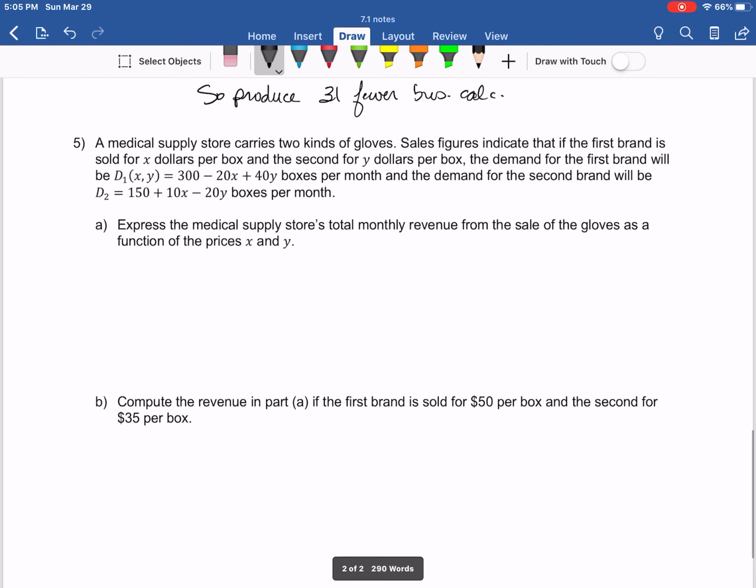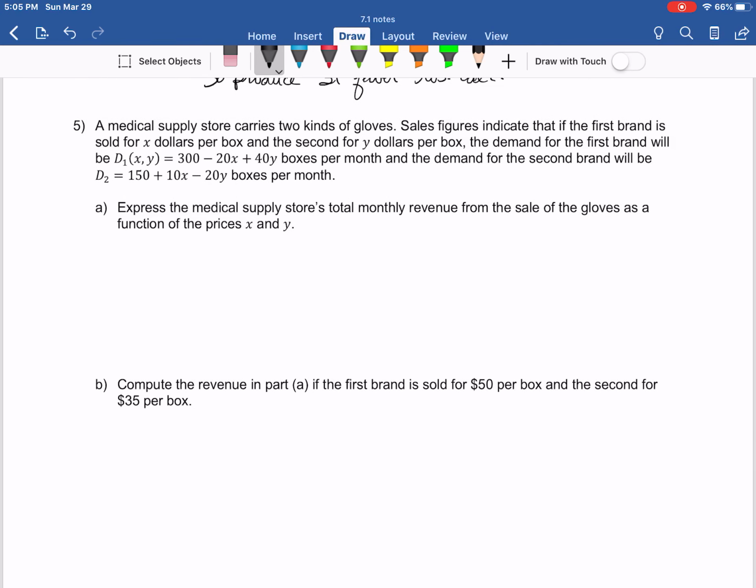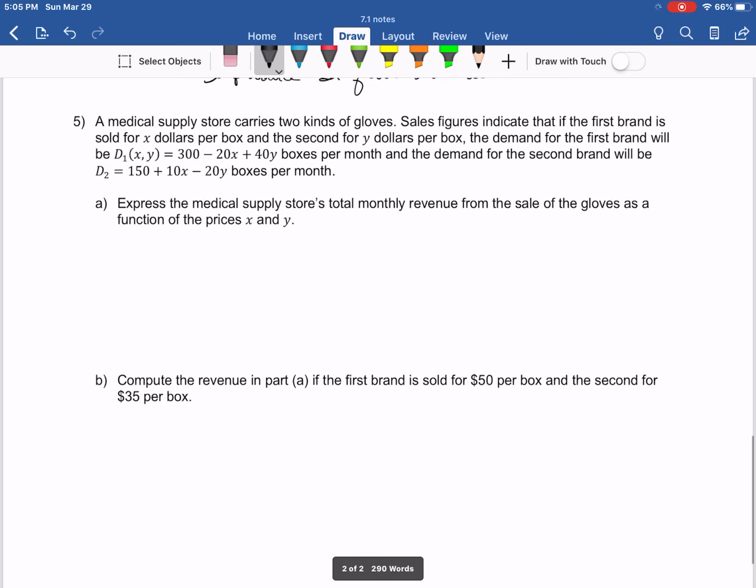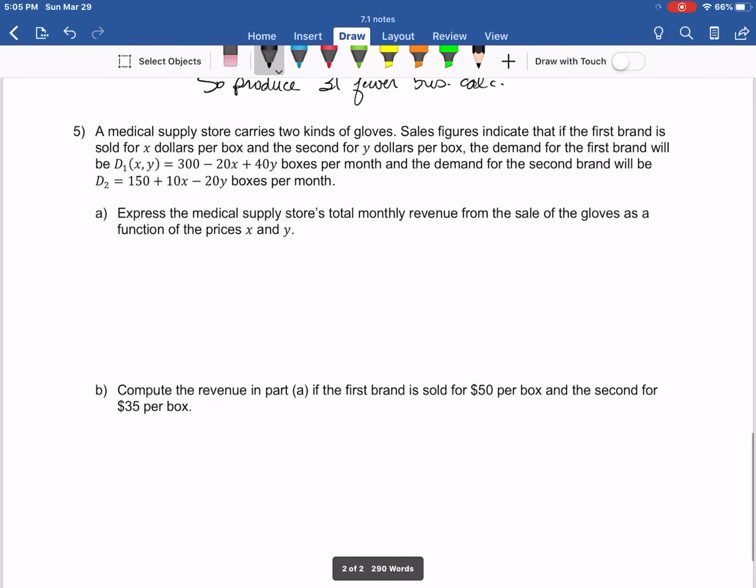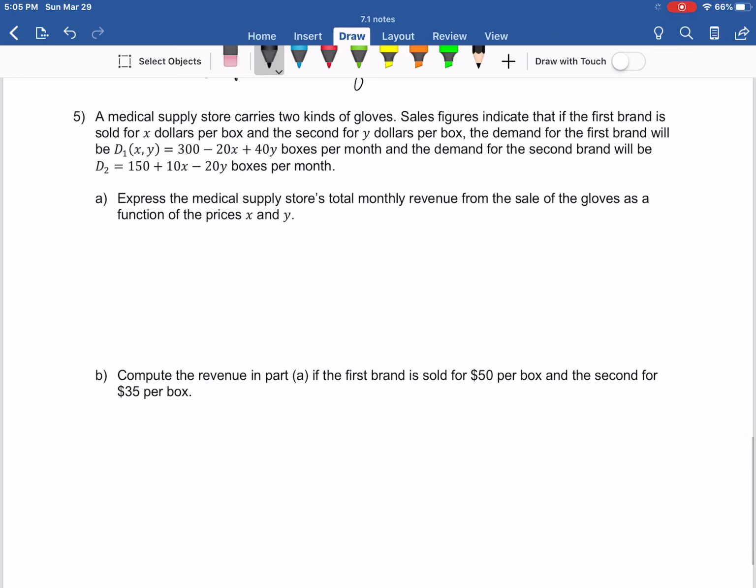All right, so example number 5. You have a medical supply store making 2 kinds of gloves. Sales figures indicate that the first brand is sold for X dollars per box, the second is Y dollars per box. Demand for the first is given there, the demand for the second is given there. Part A says express the medical supply store's total monthly revenue from the sale of the gloves as a function of the prices X and Y. Pause this if you need to, reread the problem so you understand what's going on.